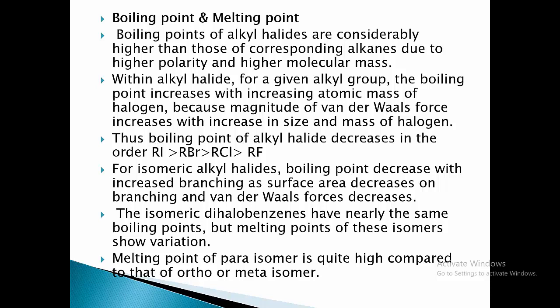RF. For isomeric alkyl halides, boiling point decreases with increase in branching as the surface area decreases on branching and van der Waals forces decrease. That is, n-butyl chloride has higher boiling point than isobutyl chloride. The isomeric dihalobenzenes have nearly the same boiling point, but melting points of these isomers show variations. In case of haloarenes, melting point of para-isomer is quite high compared to that of ortho or meta-isomers.